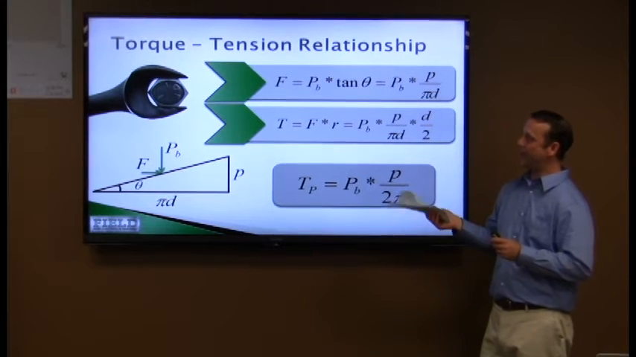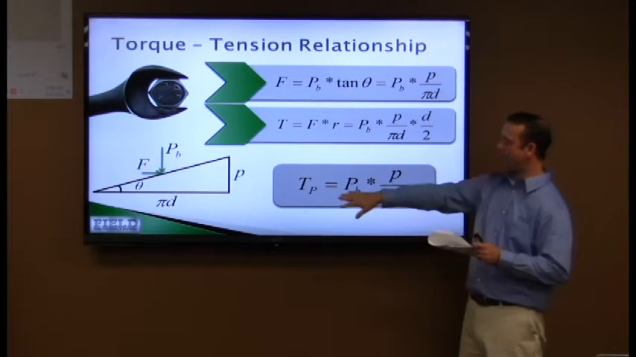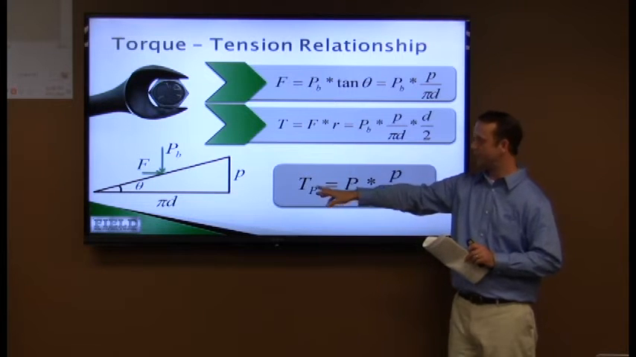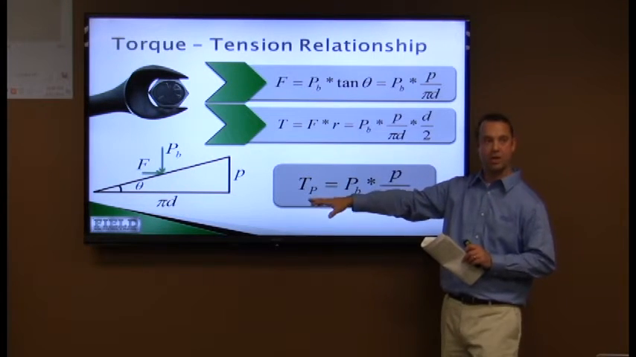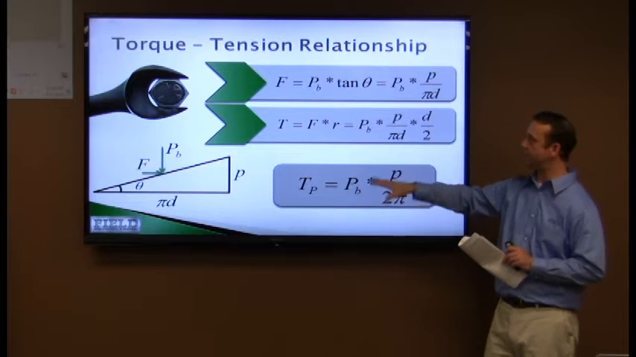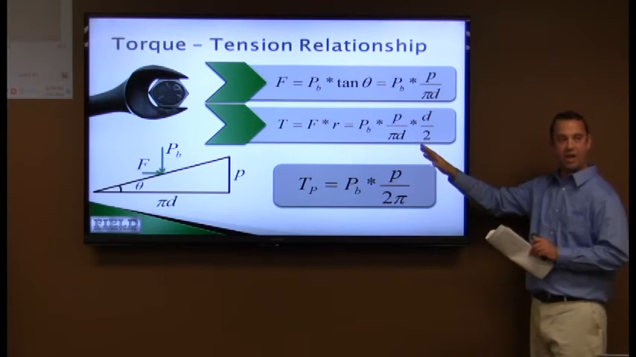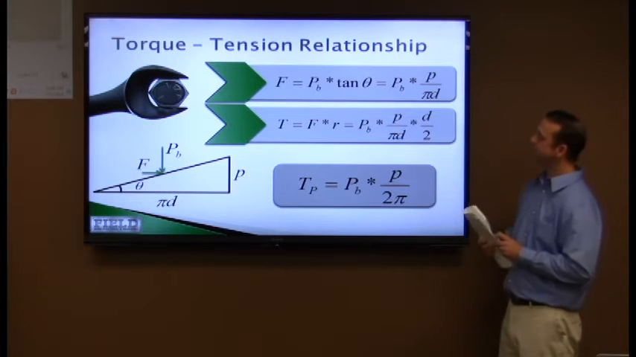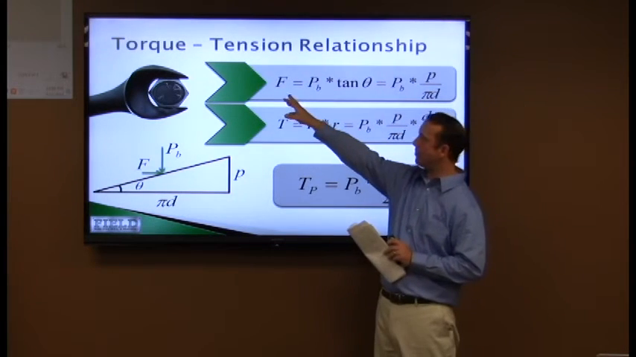This first graph right here, what we're going to do here with this graph, our ultimate goal is right down here. This is the amount of torque needed to preload the fastener. That's your T sub P right here. So this is how much torque is needed to stretch that fastener. The math looks very complicated, but I'm going to step through it real quick, and it's a lot simpler than it looks. So we start out with the top up here.